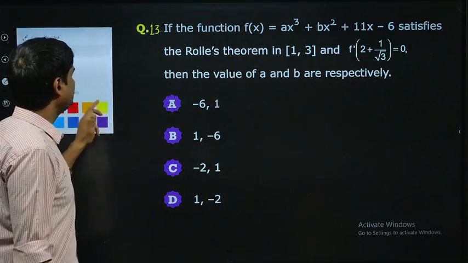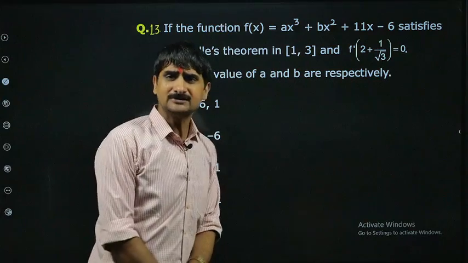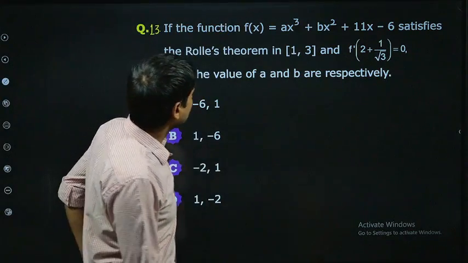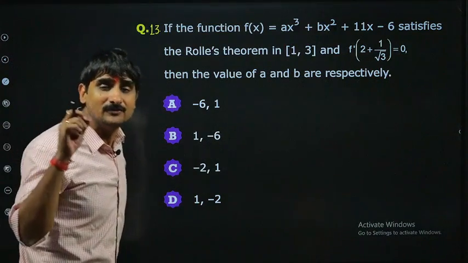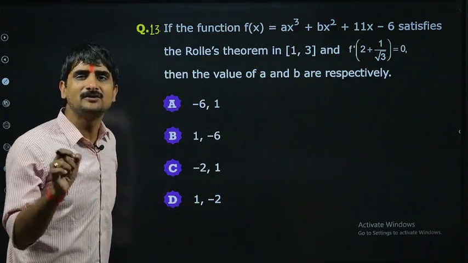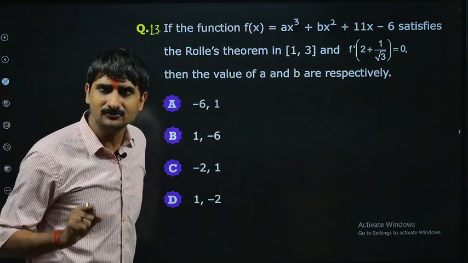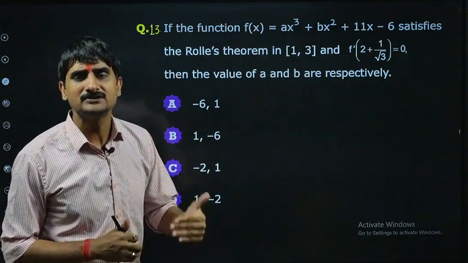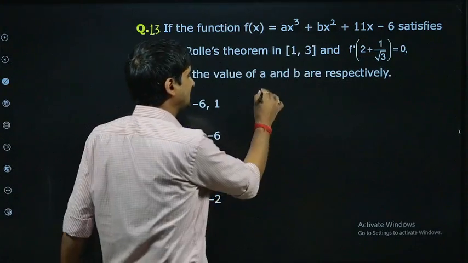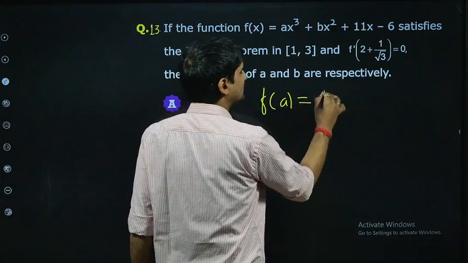Now moving to the 13th question. If the function f(x) = ax cube plus bx square plus 11x minus 6 satisfies Rolle's theorem within the interval a to b, of course the function has to be continuous and differentiable in that interval, but along with that f(a) should be equal to f(b).